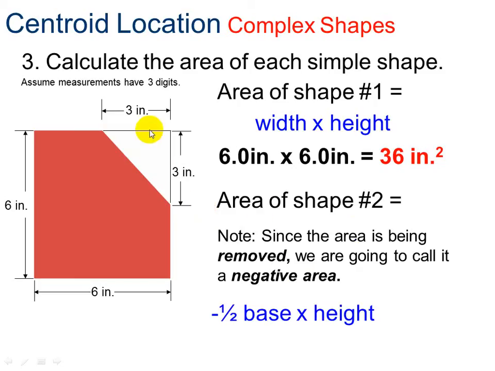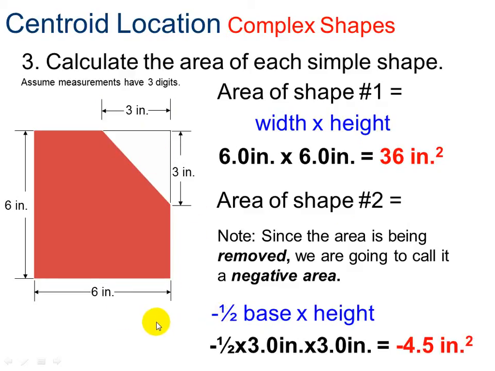Since we are going to remove this area here, I'm going to label it with a negative sign, so that makes my addition problem, which is summation, subtract this value. So it is a negative 4.5, and again the negative because I want to take this area away.